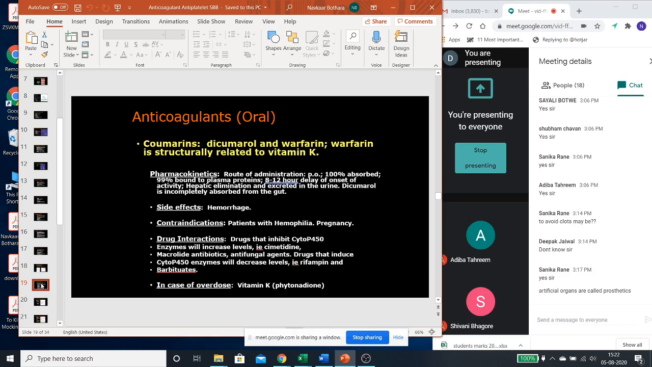The onset is an 8 to 12 hour delay of onset of action. Why is there a delay in onset of action? I told you just now. The onset of action will be delayed because vitamin K already present in the body is one thing, and the drug is taking time for distribution. So because of these two things, it is taking time in the onset. So it will not be able to act before 8 hours in any condition. That is a very important thing one has to keep in mind.